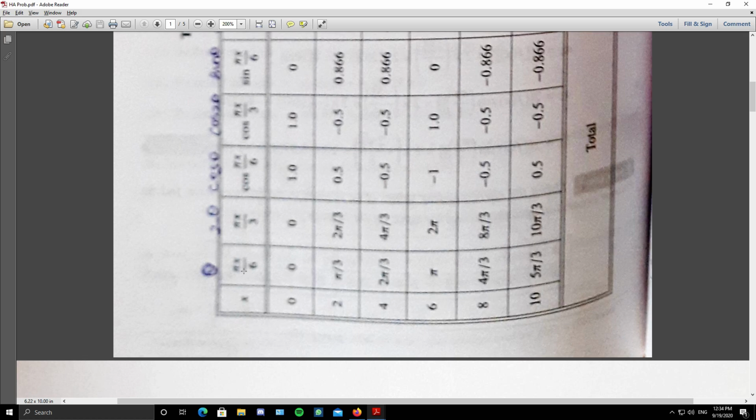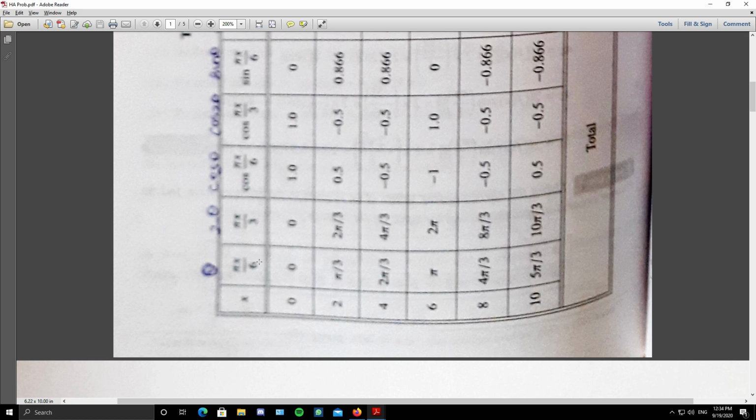Then theta. What is theta? Pi x by 6. So pi by 6 into 0 is 0, pi by 6 into 2 is pi by 3, pi by 6 into 4 is 2 pi by 3, pi by 6 into 6 is pi, pi by 6 into 8 is 4 pi by 3, pi by 6 into 10 is 5 pi by 3. So these are the theta values.